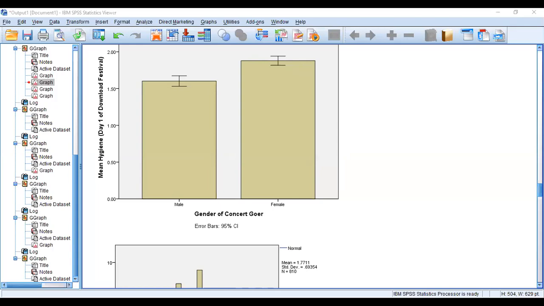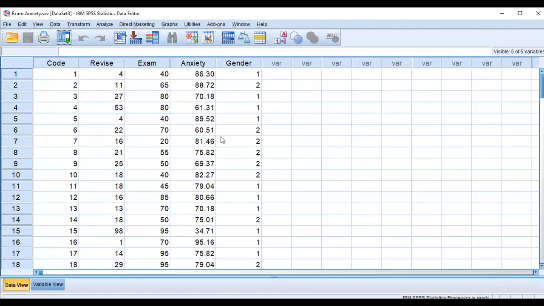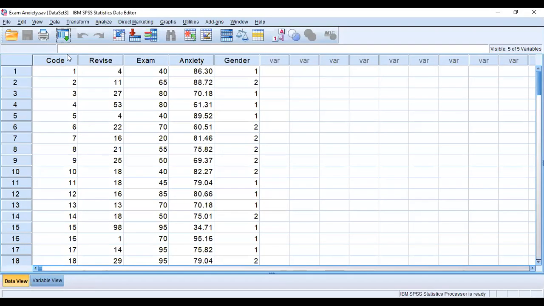Now please tell me, can you see this data code? Can you see this slide, revise exam anxiety gender? Please inform me through the chat box. Can you see this slide, exam anxiety 5? Okay. Yes. It means everyone can see this.